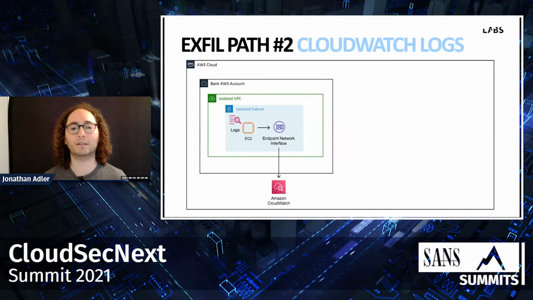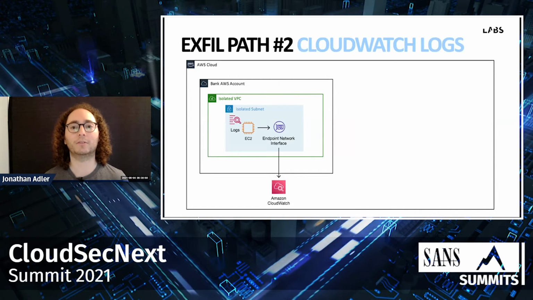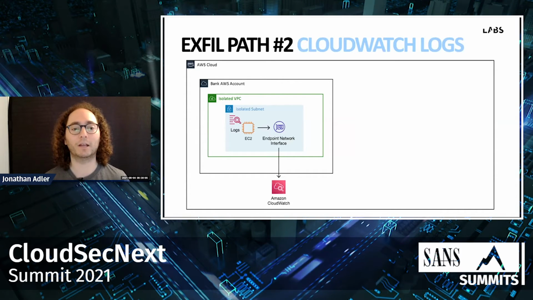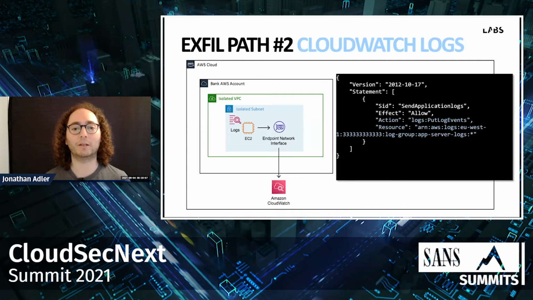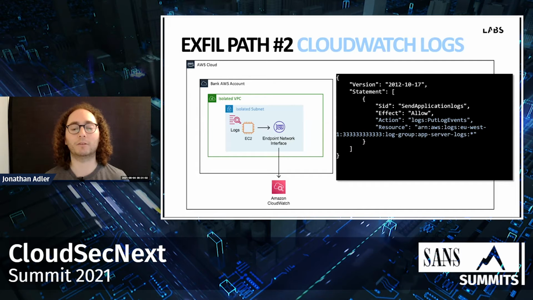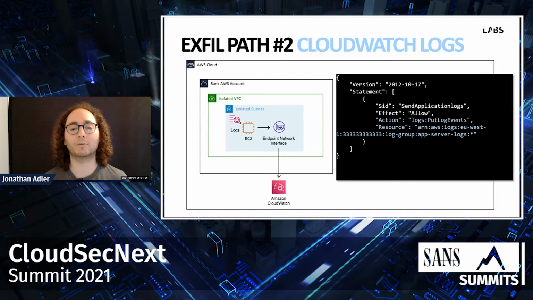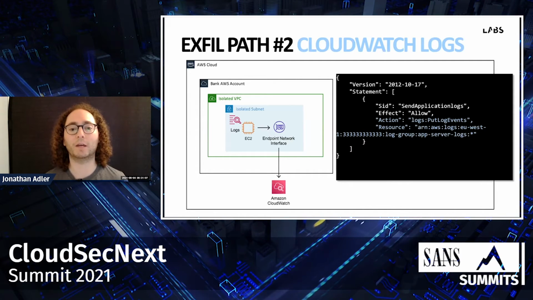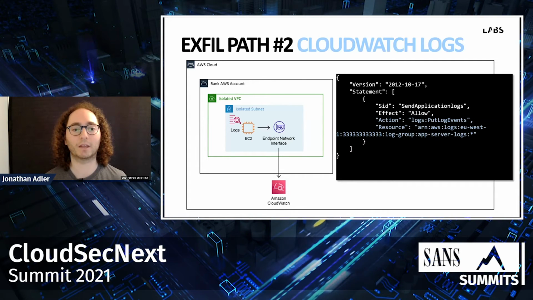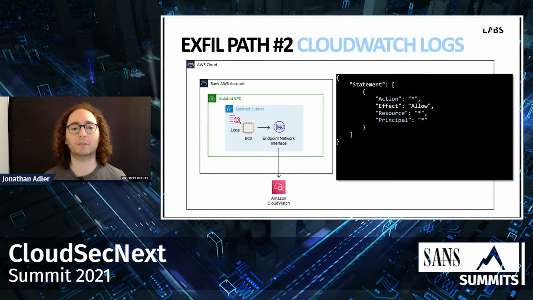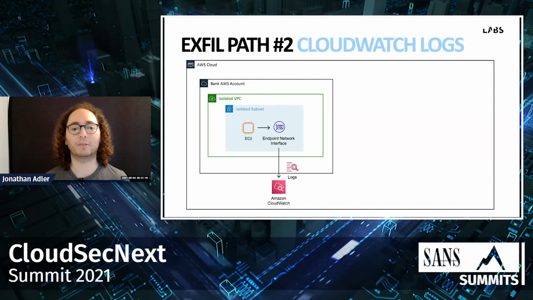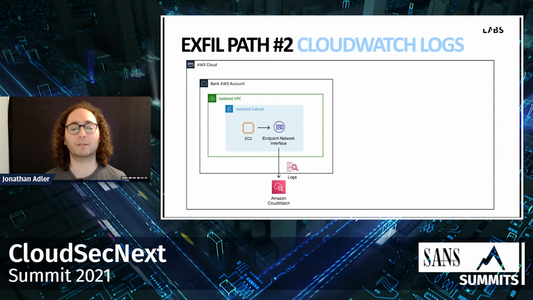So moving on to the second exfiltration path, and this time using CloudWatch logs. This is very similar to the one we just saw with Secrets Manager. We have our EC2 instance with a very restrictive instance role, which only allows one specific action: in this case, the instance is going to put some application logs into the bank's CloudWatch group called app-server-logs. And we have the same default VPC endpoint policy. So the instance then pushes those logs into CloudWatch logs.